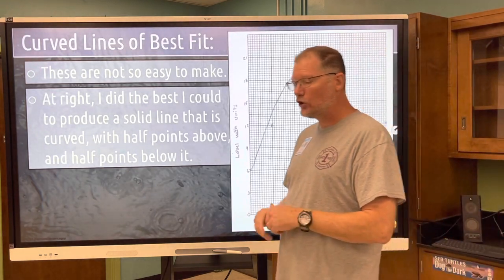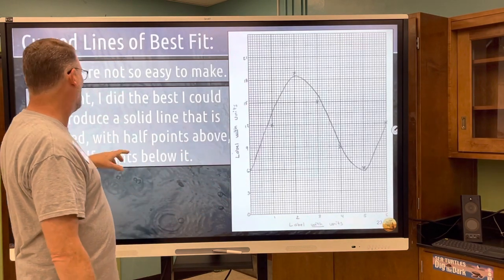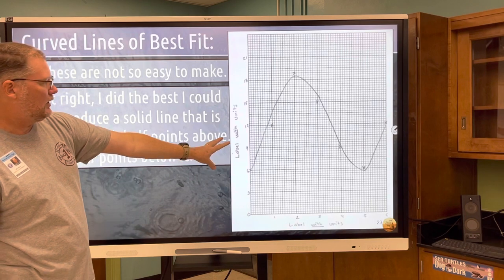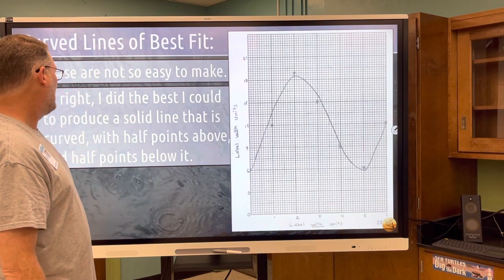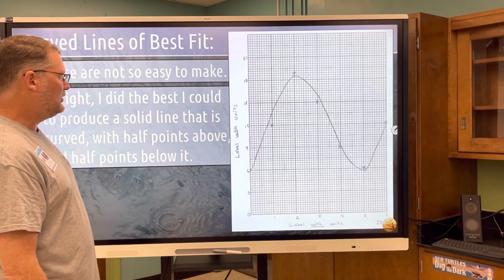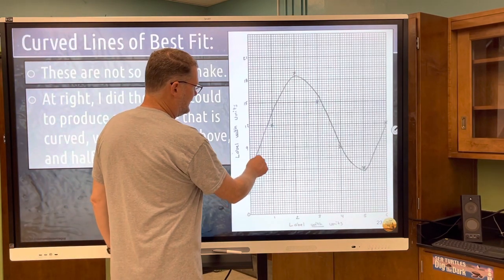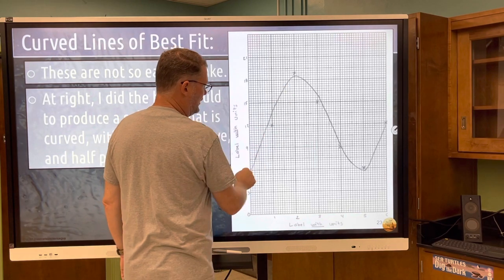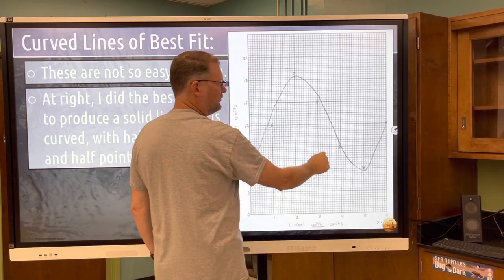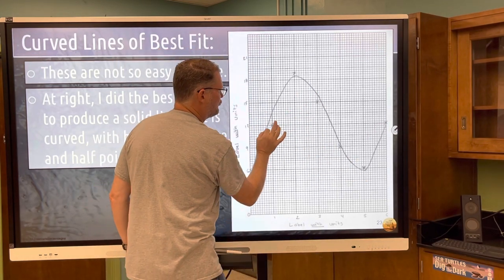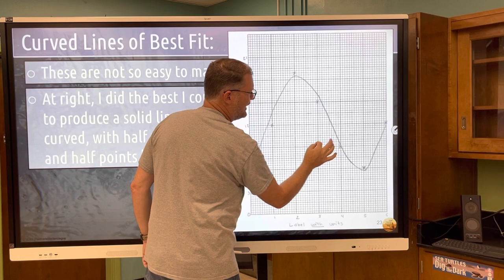So here's the curved line of best fit. These aren't as easy to make as just taking a ruler and stretching it across. So here, the best job that could be done, I guess, is there, with half the points above and half the points below. So you kind of have to wing it, so to speak, because if you connected these, it would be a curve, but it would be multiple curves in one motion, whereas this is as straight as possible and then curves at the top and then is as straight as possible without deviating to another data point.